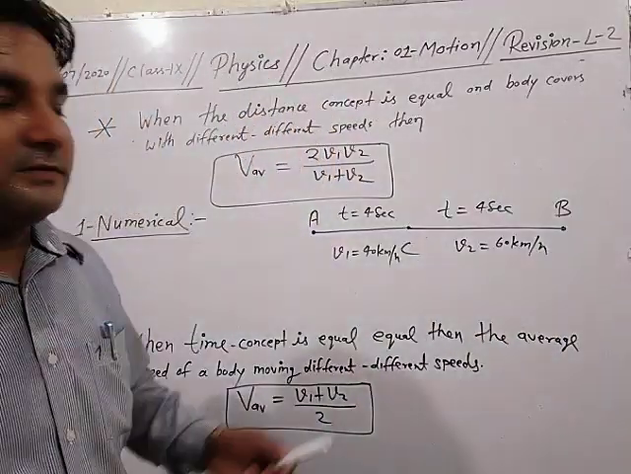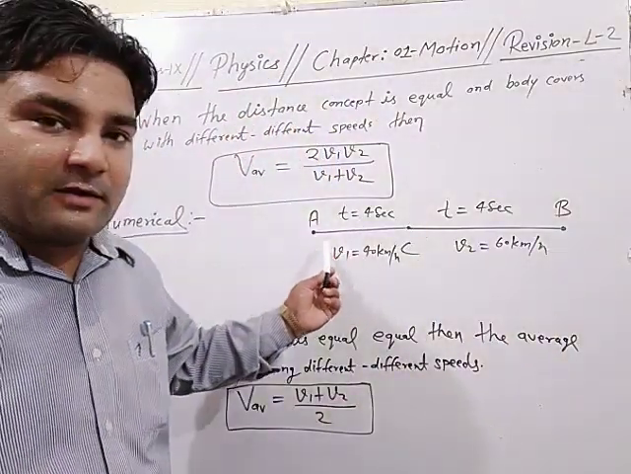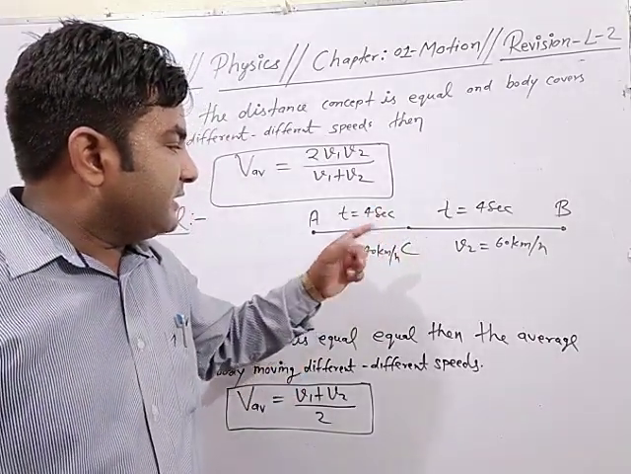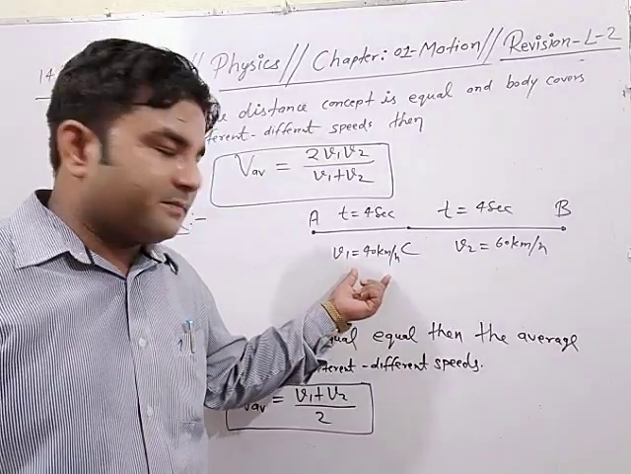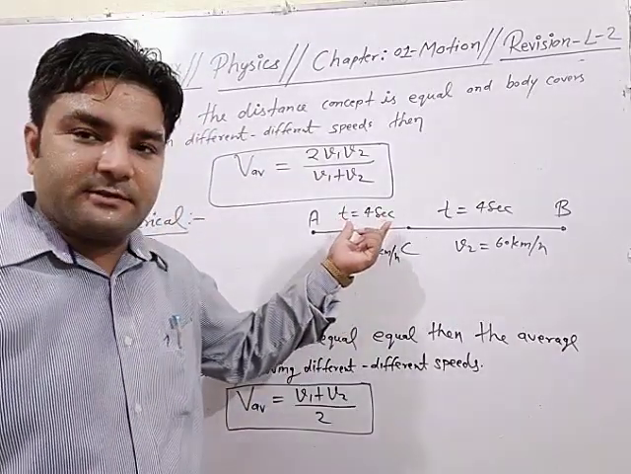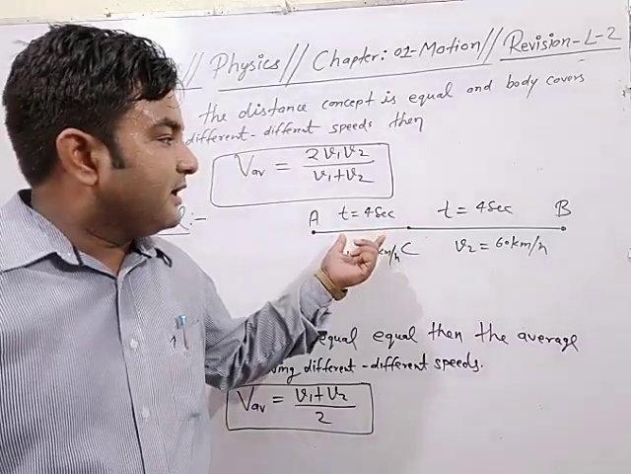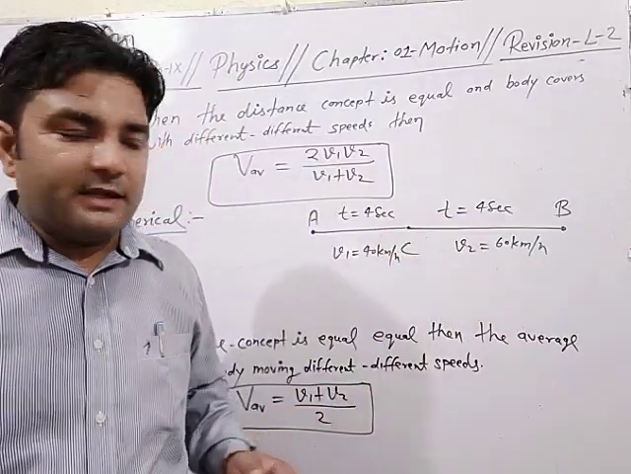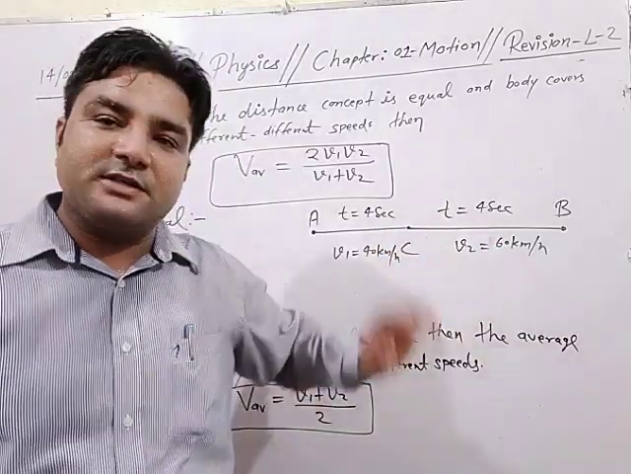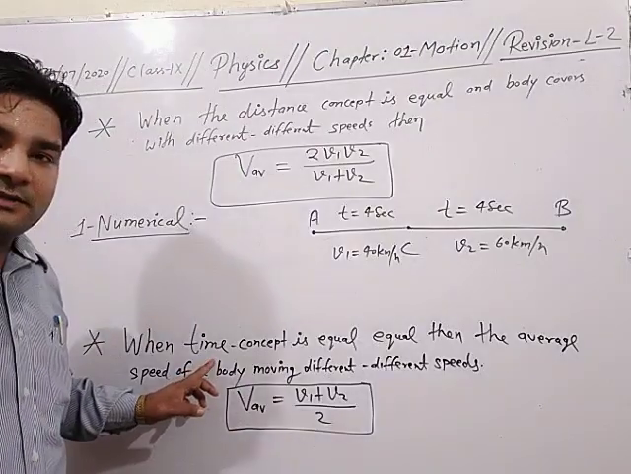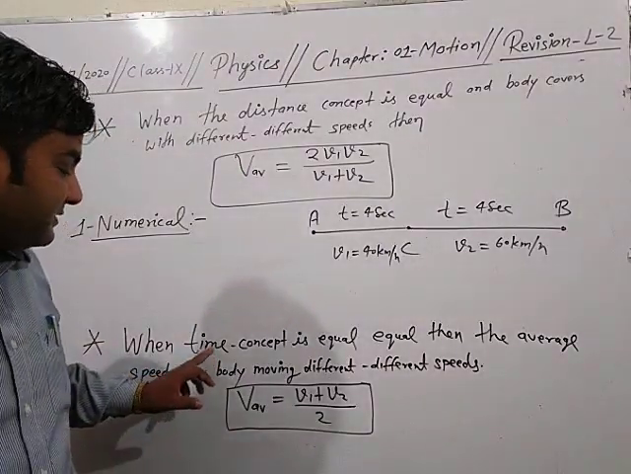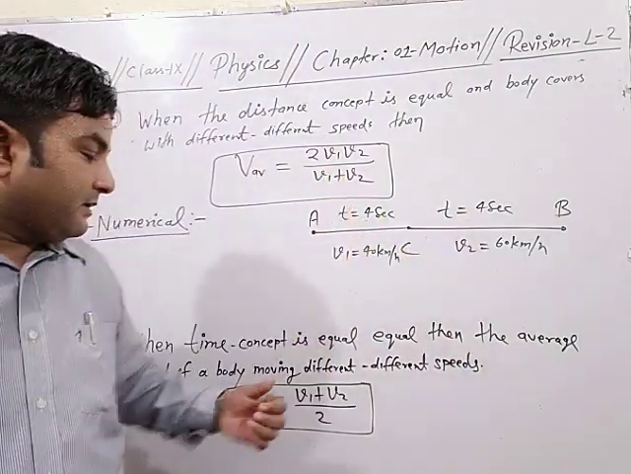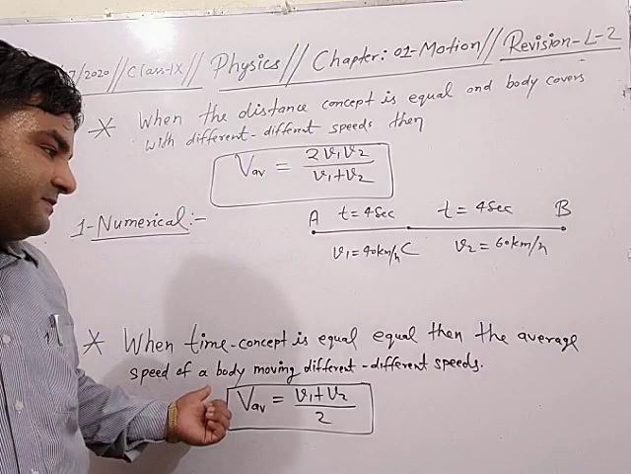It means time interval here in moving from A to C, just listen only, if the body covers with speed 40 km per hour and the condition is time 4 seconds, during this 4 second time interval, and further from C to B, again the time interval is 4 seconds, moving with different speed, v2 is equal to 60 km per hour, then this concept is given. Means time is equal, here time 4 seconds and here time 4 seconds, equal, moving with different speeds.